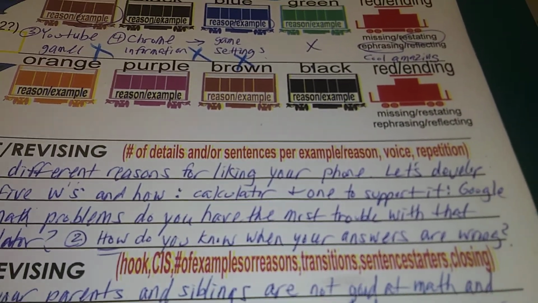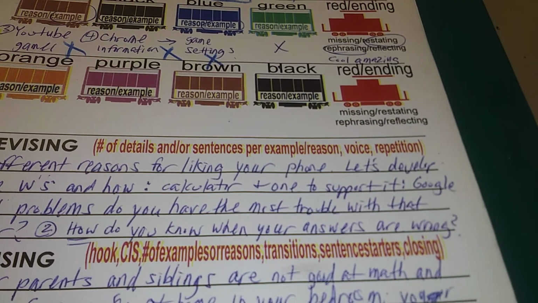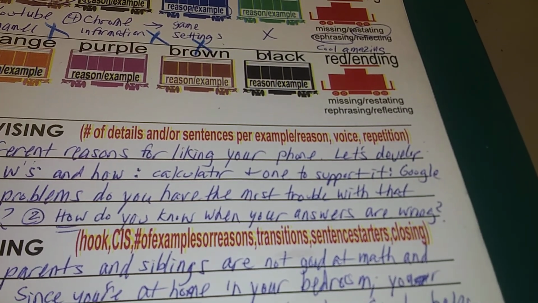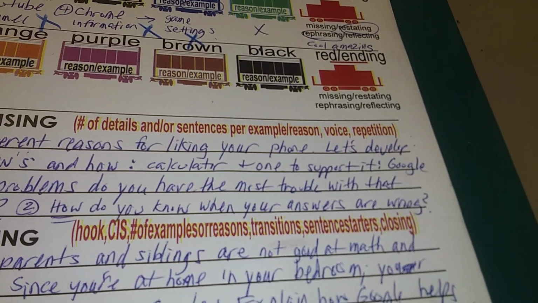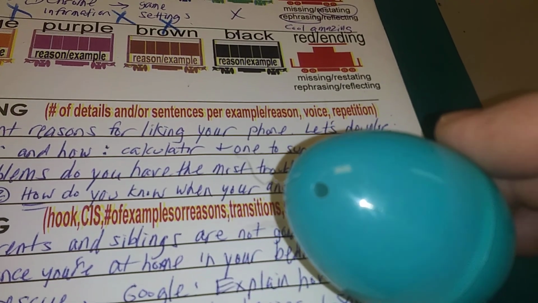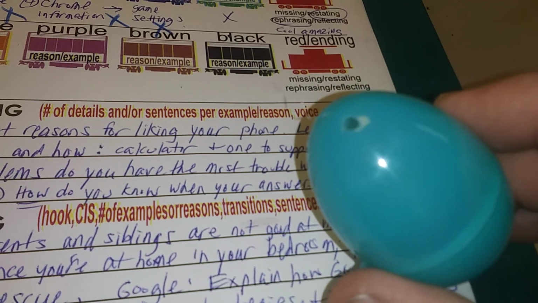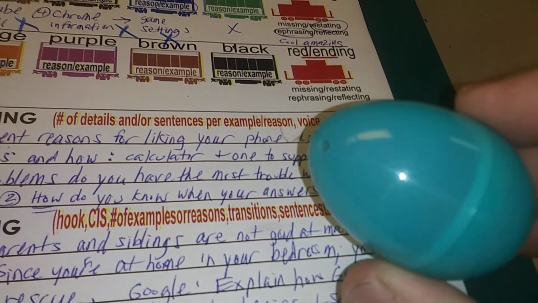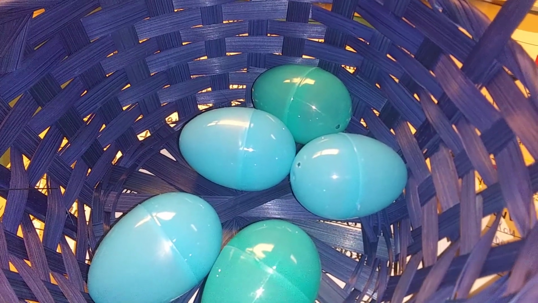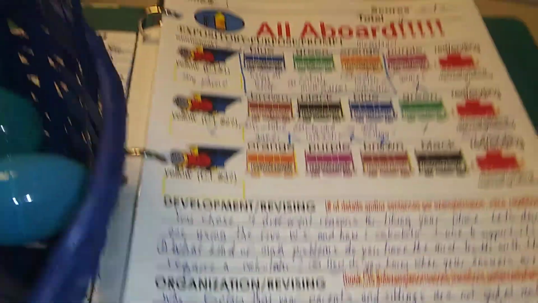Number 2, another green. How do you know when your answers are wrong? Because you're on your own. It's like, how can you check? What can you do with your calculator or with Google to find out how the answers are wrong? And again, this is what we're going to add to what was already there.